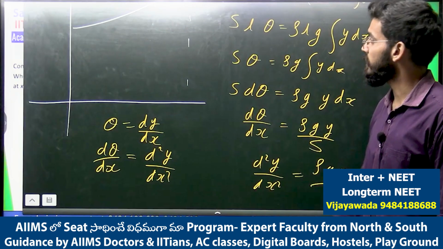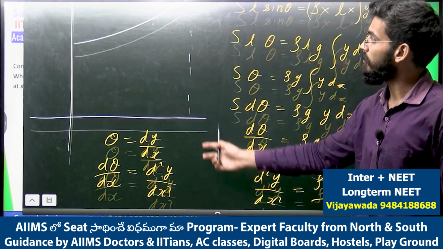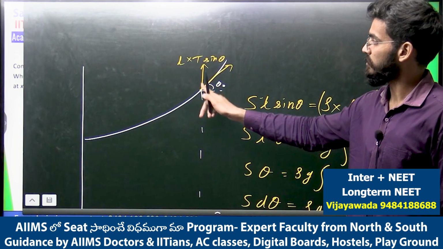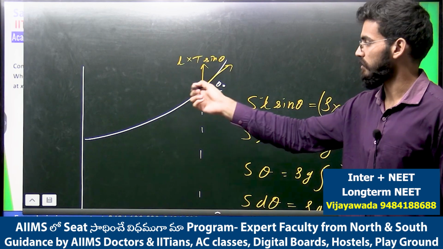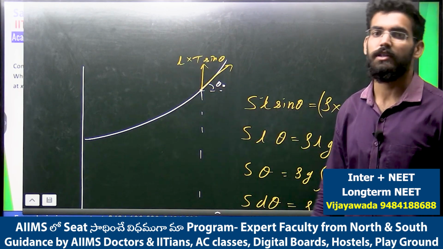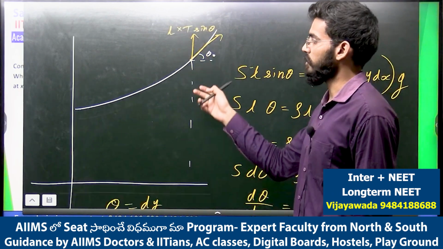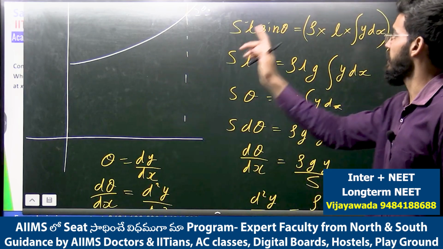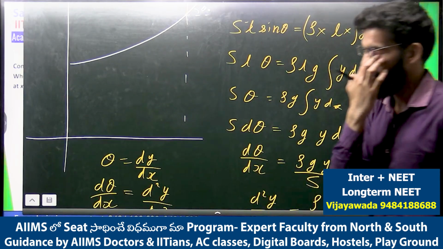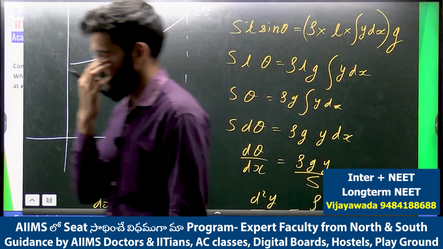What was the concept here? The upward component of the surface tension force, with length L outside, is balancing the mg. Mg is density into volume. Volume is area into length. Length is the outside L, and the area of cross section is the area under the curve, y dx.